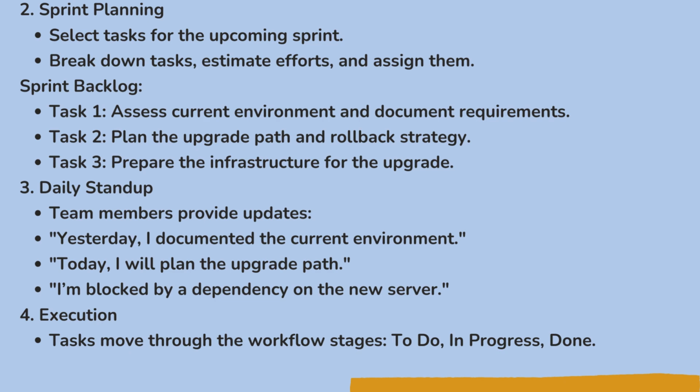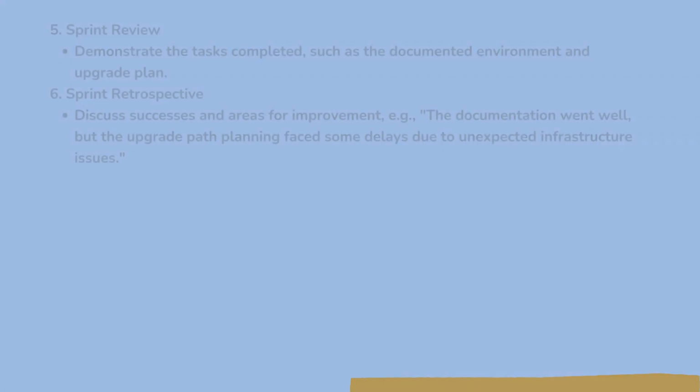Execution. Tasks move through the workflow stages: to do, in progress, and done. So first we will add it to the to-do list of every individual. They will drag it into in progress and update their status. We have to make sure that every individual is updating the stories every day, based on which we can understand the progress. And then once everything is completed, we can mark it as done, and the Scrum Master can approve it and move it to the approved state.